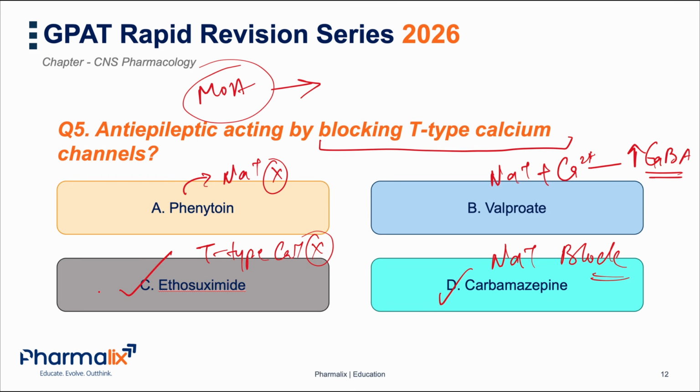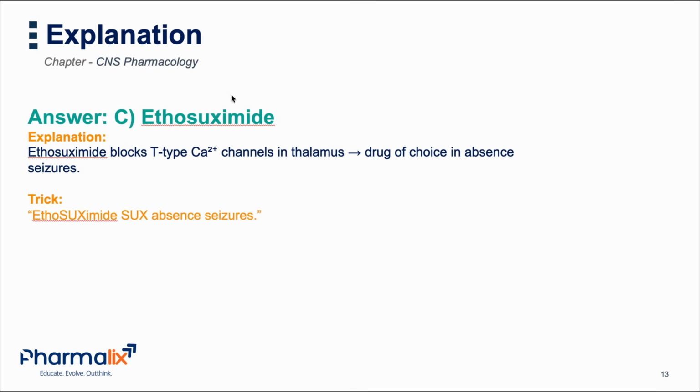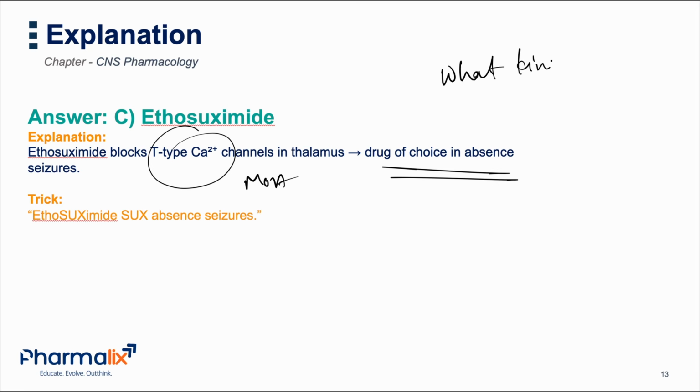So the correct answer is ethosuximide. Ethosuximide blocks the T-type calcium channel in the thalamus. It is the drug of choice for absence seizures. From here we can have two types of questions: first, the mechanism of action based question, and then what kind of seizures it is used for.